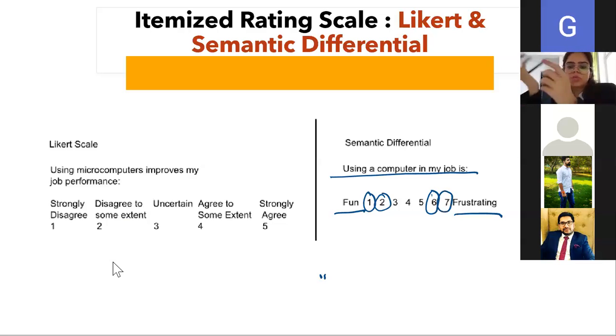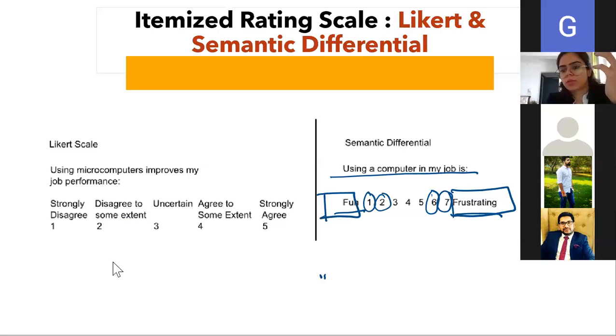So you are using these terms, but these are bipolar. This is also called bipolar. When you do your live project, you will understand how certain questions should be asked. It's not wise to ask a certain question on a Likert scale, because you don't get responses.